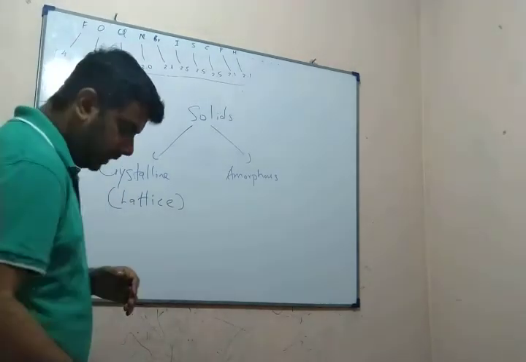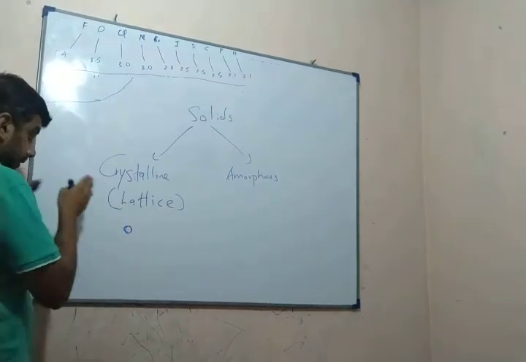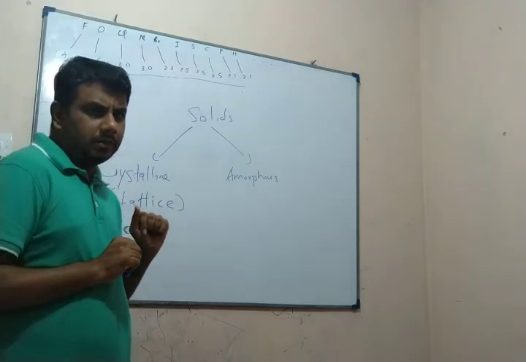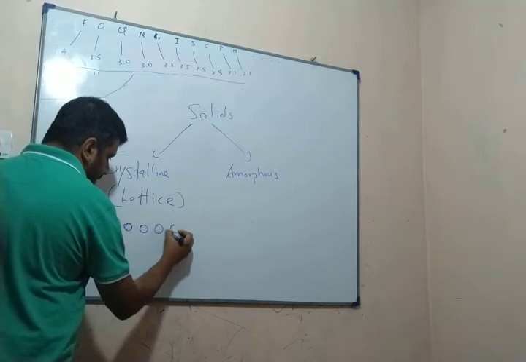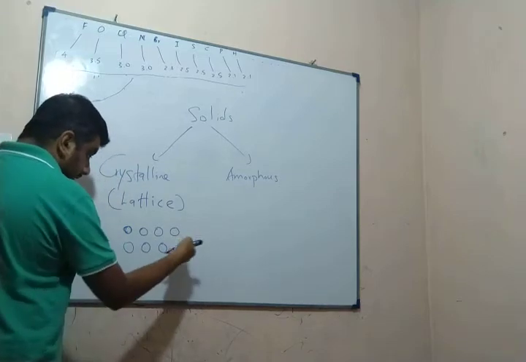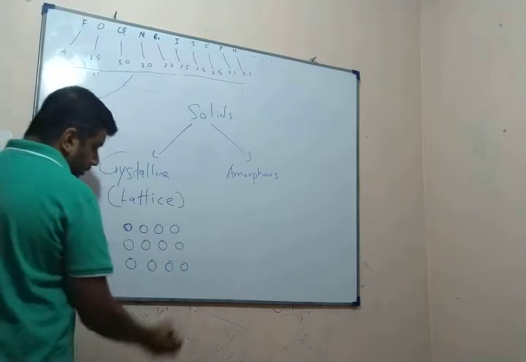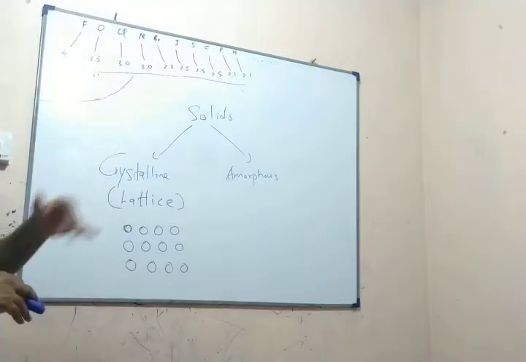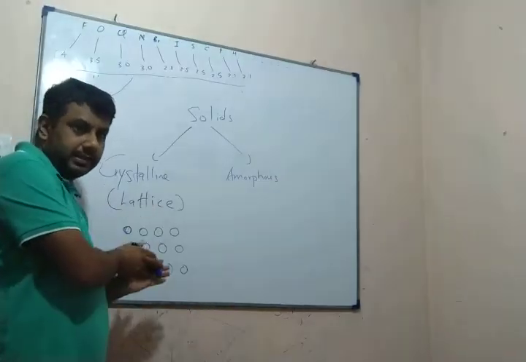Say this is the fundamental particle. If you see that matter through an electron microscope, it will appear like this. Particles will be arranged in an orderly pattern. That means the gaps will be the same, like this. That is called a crystalline solid or lattice. And amorphous solids, we are not going to discuss. We need only lattice.